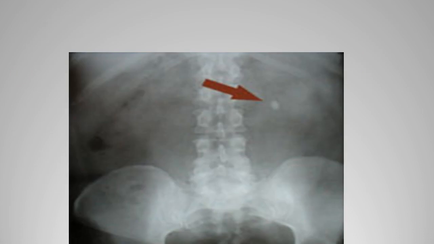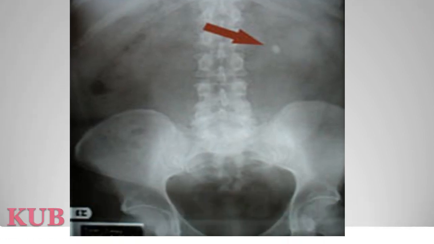All right, and this is what you would see on a KUB. I'm going to bring this screen down. Right there you see the arrow and that change in density. You can see it's a little whiter. That indicates that this patient has a renal calculi or kidney stone. So that's what you would be able to see on the KUB.